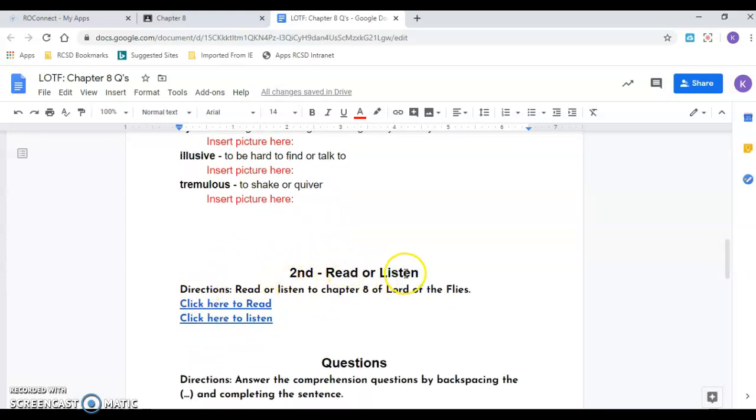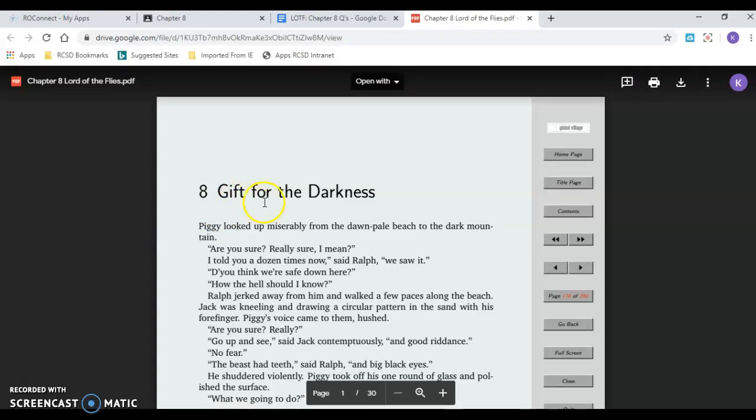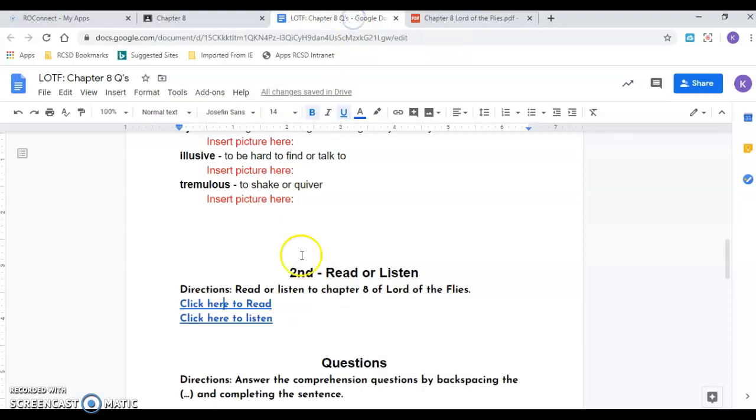The second thing you need to do is read or listen. Click here and it opens up the PDF for you to read Chapter 8, Gift for Darkness. "Piggy looked up miserably from the drawn pale beach to the dark mountain." If you want help reading, you can also click here. I have a YouTube video of somebody reading it to you.